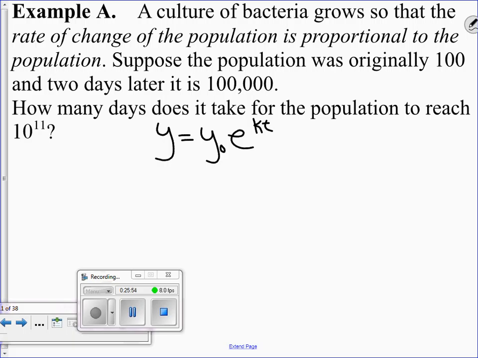Suppose the population was originally 100. So that's your y0. And 2 days later, the population is 100,000. That's what you're going to use to find your k. Sweet. So actually, let's do that first. I'm using this first little bit of information: when t equals 2, the population is 100,000, to solve for k.